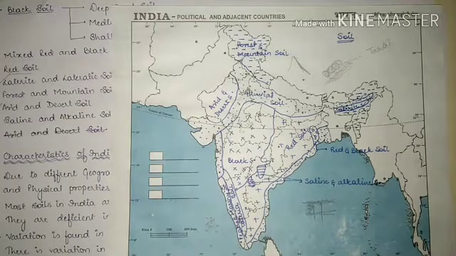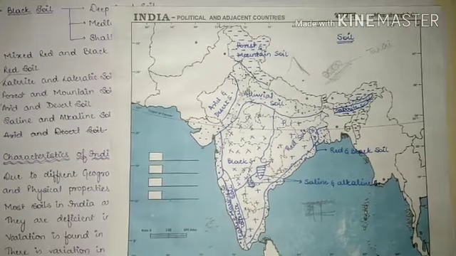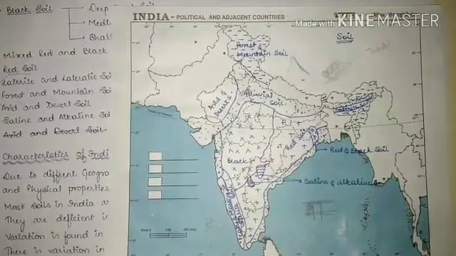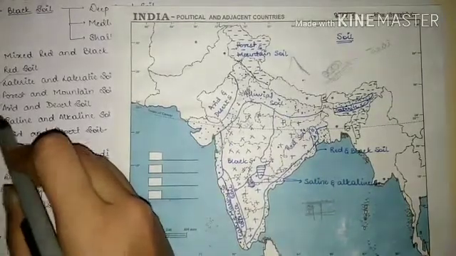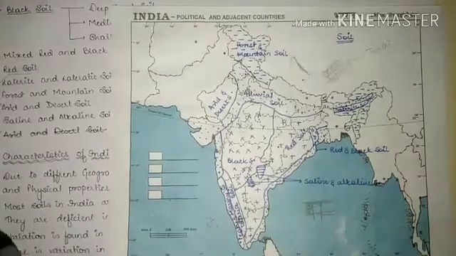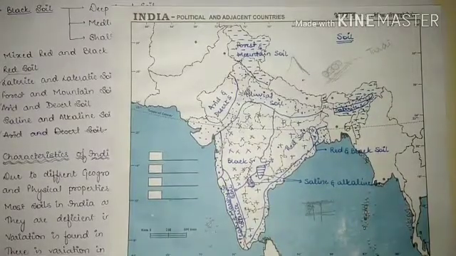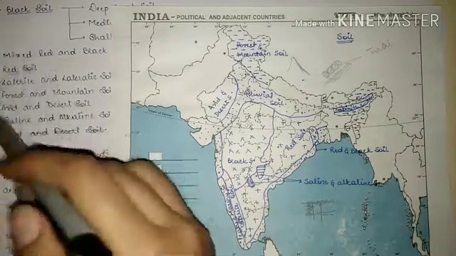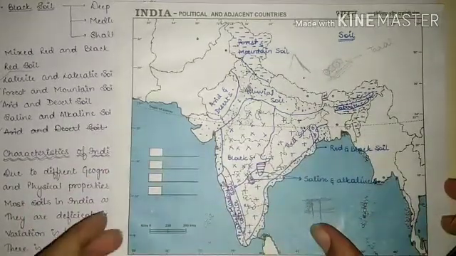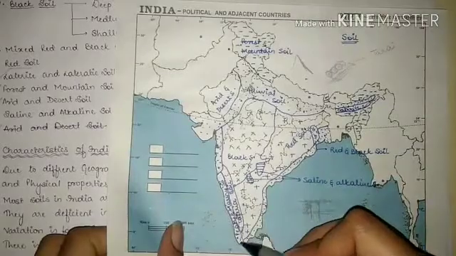Now this soil is deficient in phosphate and potash, and it is used for paddy cultivation, because it has a good amount of moisture, and during the rainy season it is covered with water. As the rain ceases, it is used for paddy cultivation. So these were the soils of India. Here we can see we have peaty and marshy soil.